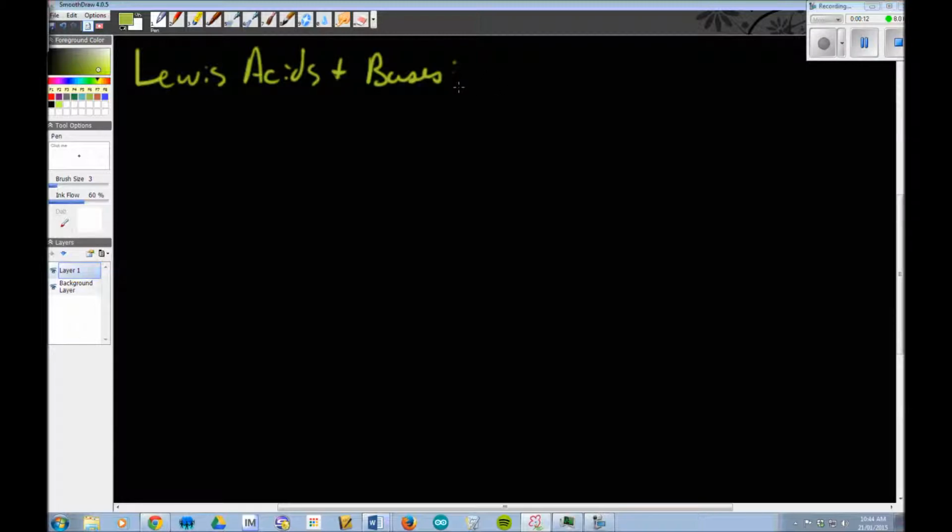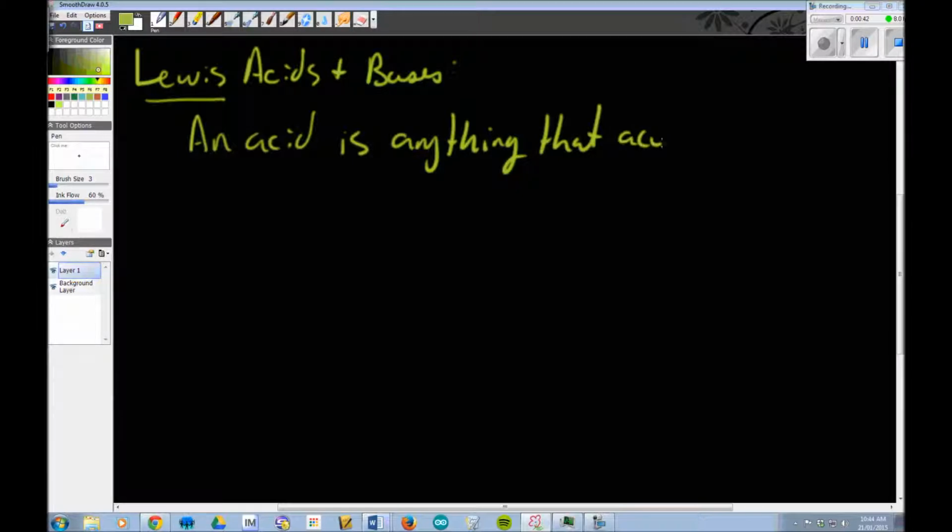So Arrhenius's acid-base theory covers the majority of acids and bases that you would interact with. A slightly broader view is Bronsted-Lowry, and then the most all-encompassing view is the Lewis acids and bases theory. So this is the most modern one, and it slightly modifies it. An acid is anything that accepts an electron pair.